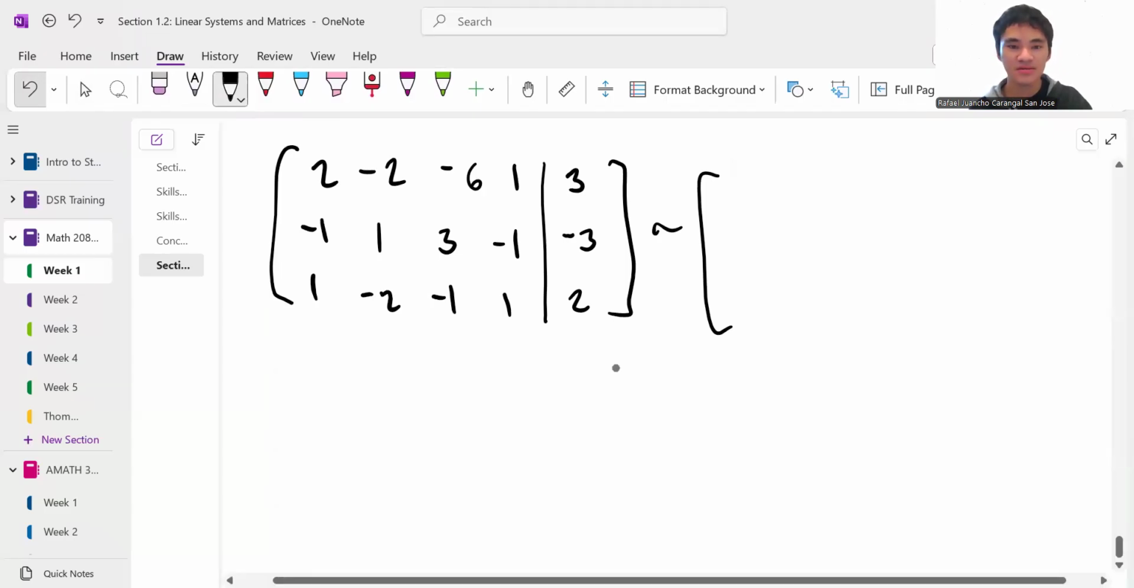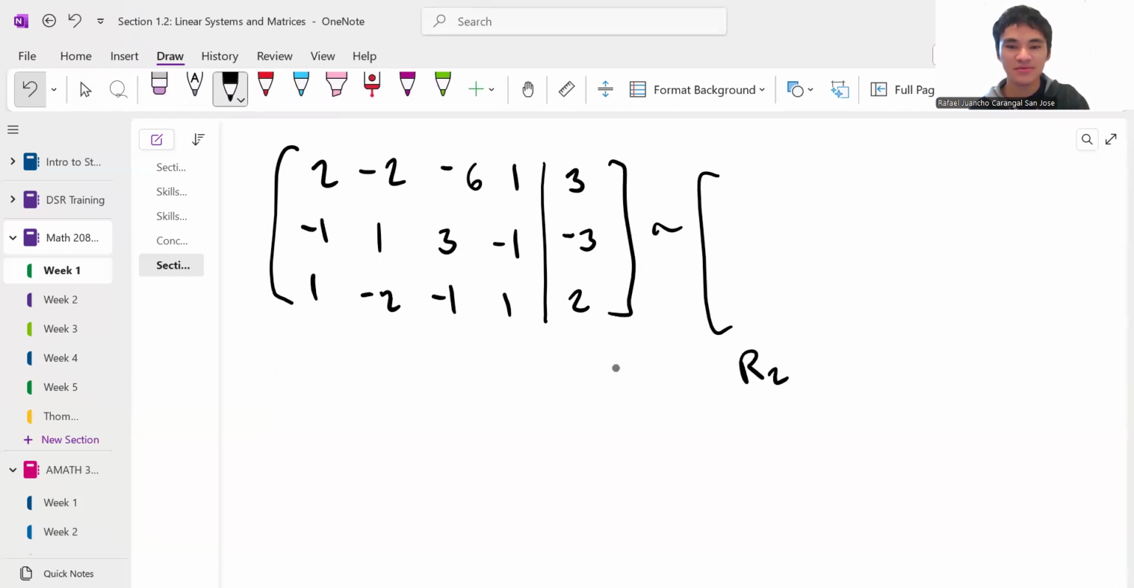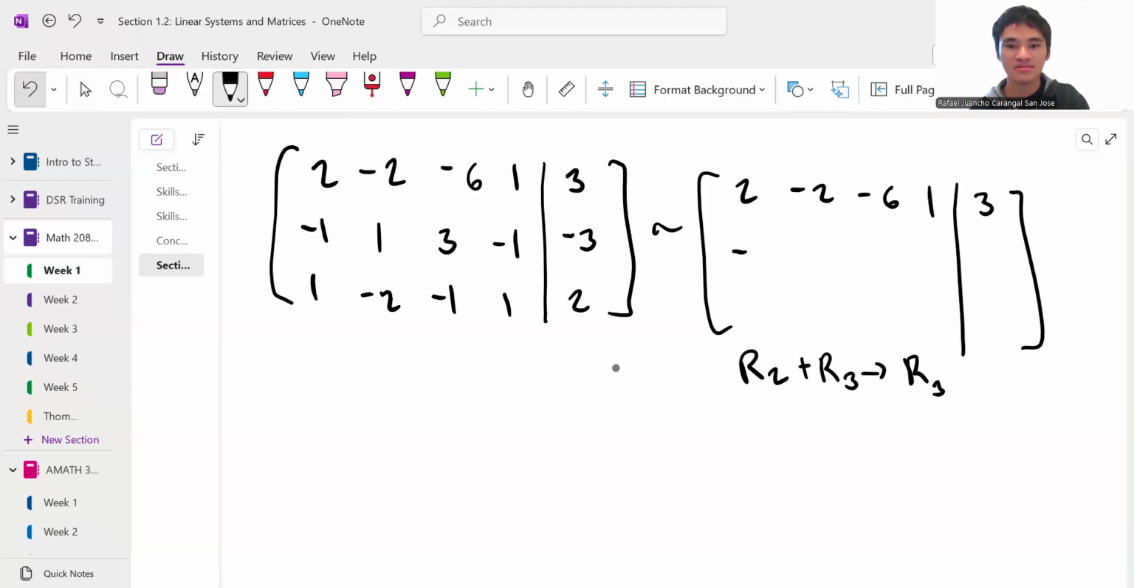Well, we can make this thing a 0. Here's how I would do it. I would add row 2 to row 3 and put all of that in row 3. So I keep row 1 as is, I keep row 2 as is, then I add the rows. This becomes a 0. This becomes a -1, 2, 0, -1.